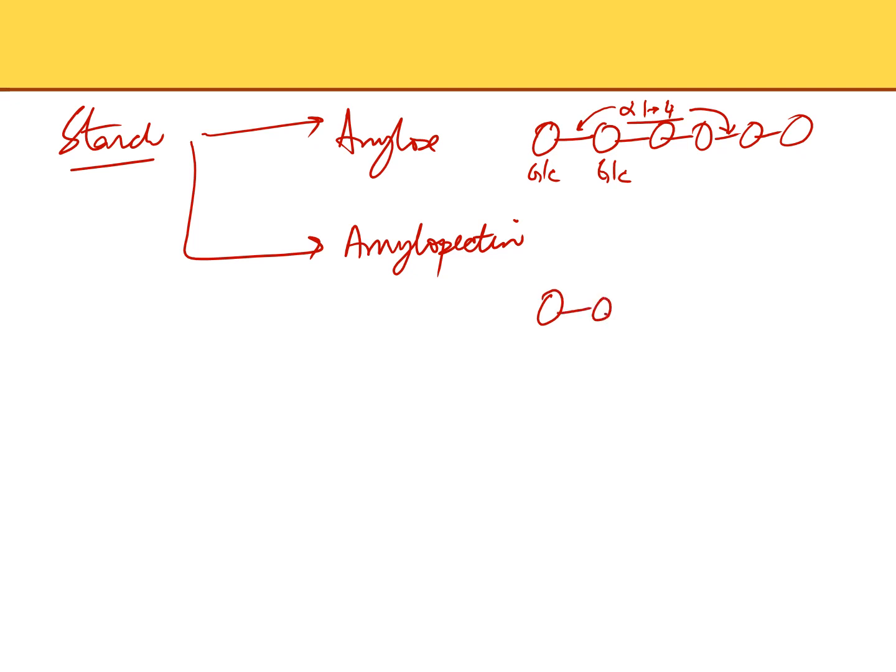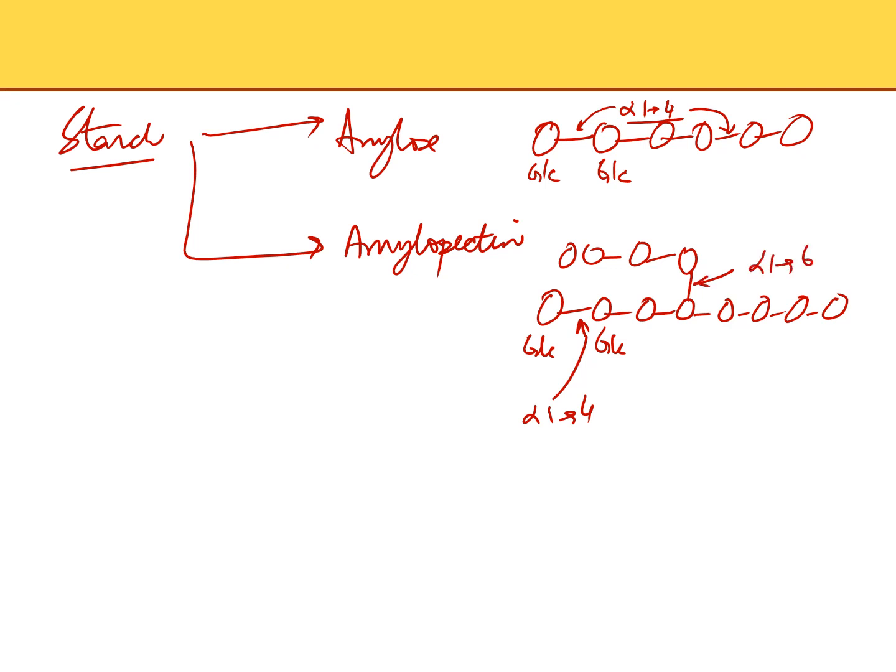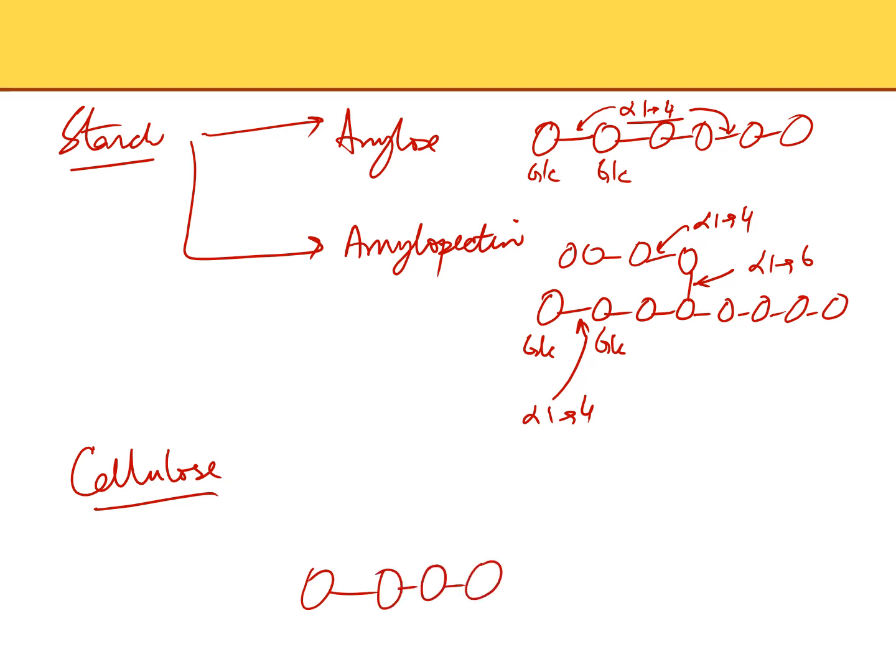Amylopectin is going to be the same thing. You're going to have glucose and glucose with alpha 1,4 linkages, right? But then you're going to have another link with glucose. So this is going to be alpha 1,6, and again this is going to be alpha 1,4, and so on and so forth. Keep that in mind. If we talk about cellulose, cellulose is just going to be one chain. You have glucose units linked together, and this is going to be beta 1,4 linkages, all of them, and so on and so forth.